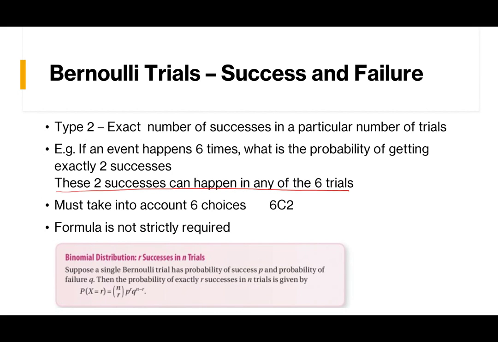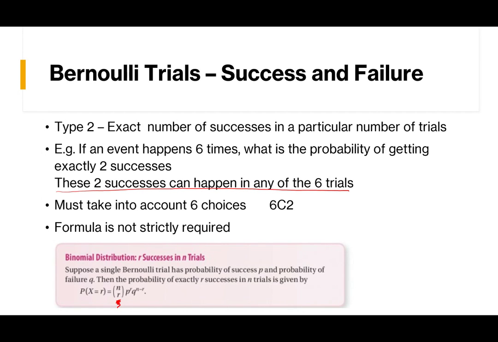Okay, so a formula is not strictly required here either, but it is certainly useful. So in this case, suppose a single Bernoulli trial has a probability of success P and a probability of failure Q, then the probability of exactly r successes in N trials is given by: so I first have to get my combination, because there are 6 choose 2, there are 15 combinations that this could happen, okay.